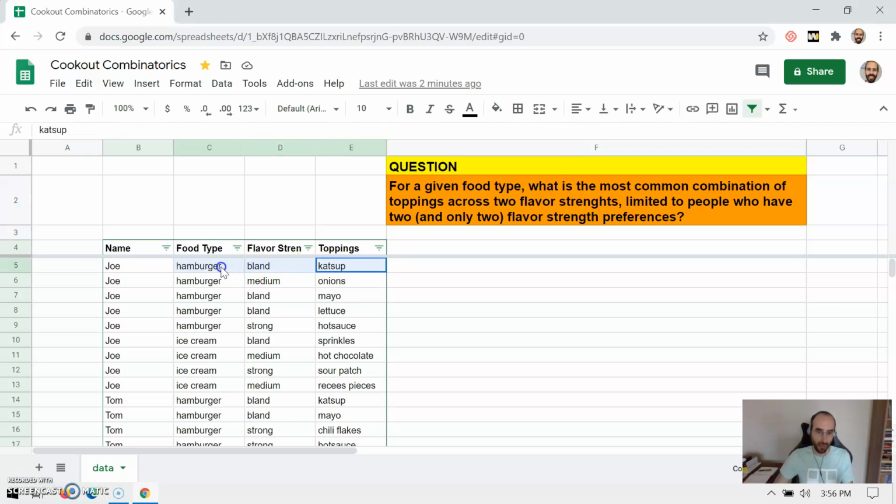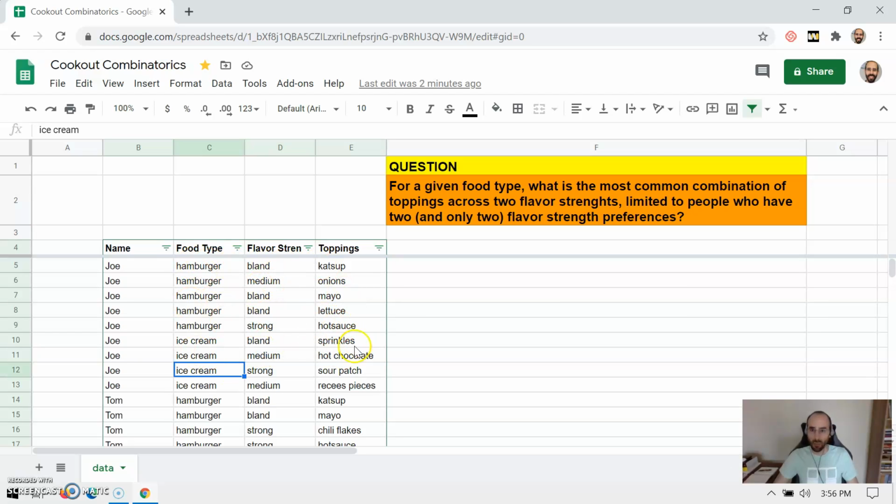And ketchup is always a bland flavor that always goes on hamburgers. I'm sorry if I offended any spicy ketchup folks, but for this purpose, ketchup is bland and it only goes on hamburgers. And for ice cream, hot chocolate is a medium flavor strength and it only goes on ice cream.